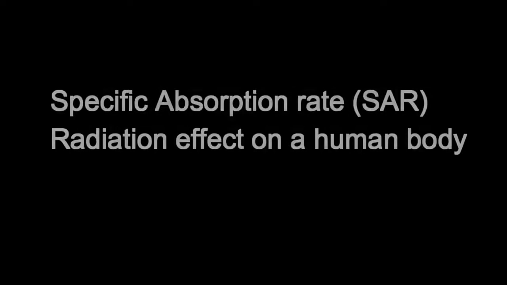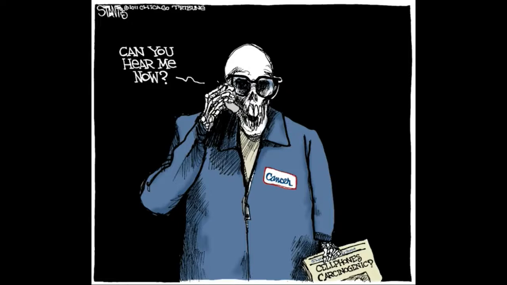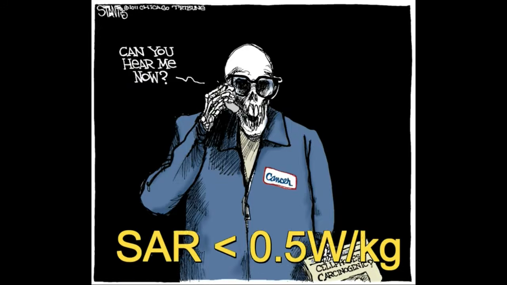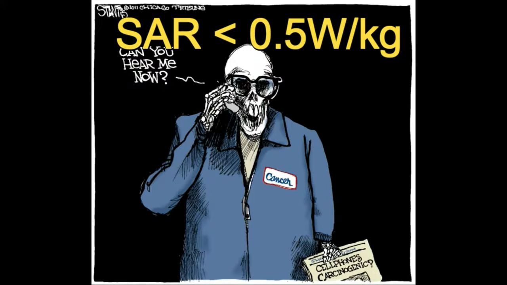Next and the most important thing is SAR value. SAR value indicates radiation effect on a human body. Maximum SAR value of any mobile is 1.6 watt per kg. If you are a person who talks more on phone, make sure that your mobile SAR value should be less than 0.5 watt per kg.